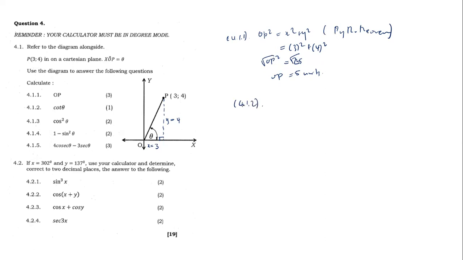Now 4.1.2 says they want us to determine the magnitude of cot theta. Here's the thing: cot theta is a trigonometric inverse. For trigonometric ratios, we normally use SOHCAHTOA with diagrams like this to determine the sides, the angles, and all of that. But here's the trick about cot: sometimes you don't know whether cot is y over x, or y over r, or x over what. You do not know that.